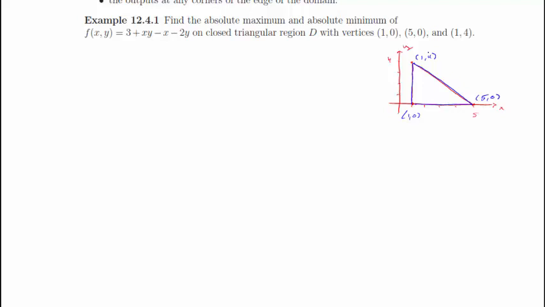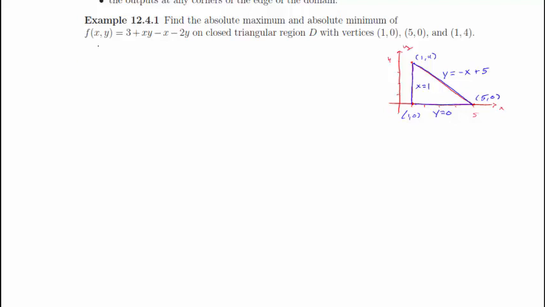This would have a y-intercept of (0, 5), so this has a nice slope of negative 1. This line here is y equals negative x plus 5. This line here is y equals 0, and this line is x equals 1. And we're going to need those when we start looking at the edges of this.